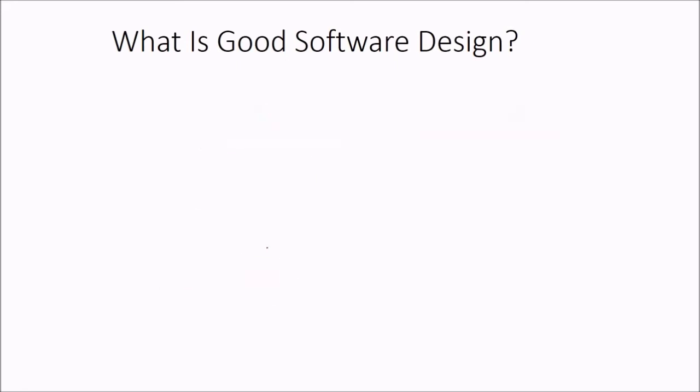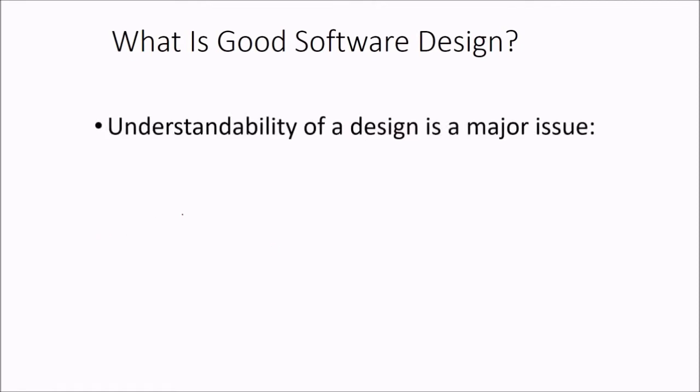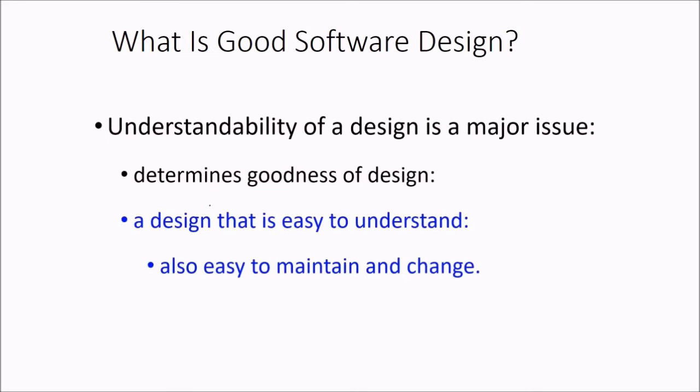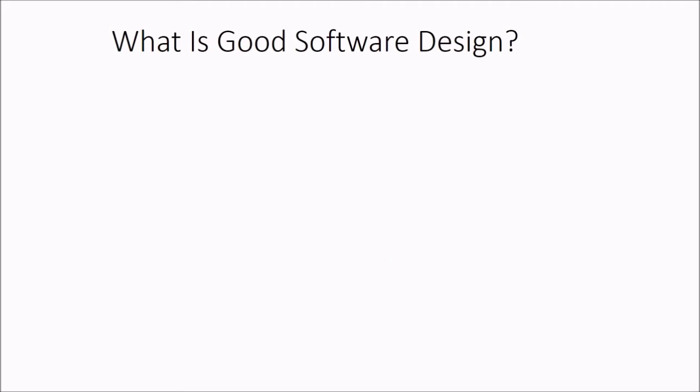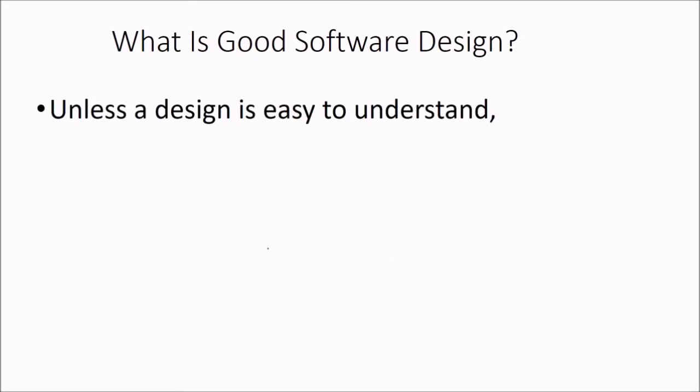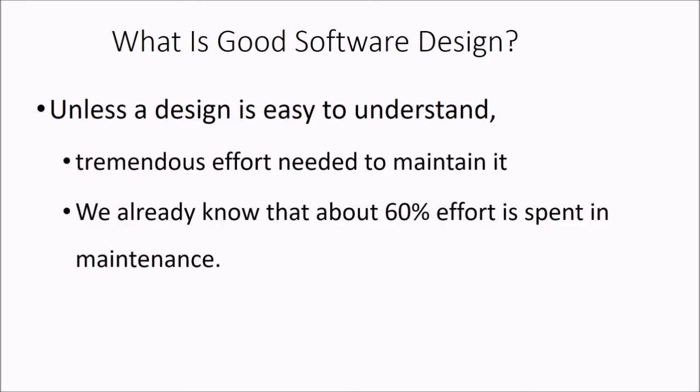What is a good software design? Again, you have to have understandability, or you can understand the proper design, which is a major use, because it determines goodness of design. A design that is easy to understand. Once you are aware of the design, then you can easily maintain it anytime, and you can verify and change and modulate, modify. So there are so many things involved with understanding a good design. But if you are not able to understand the design, then of course maintenance will be very hard, very tough.